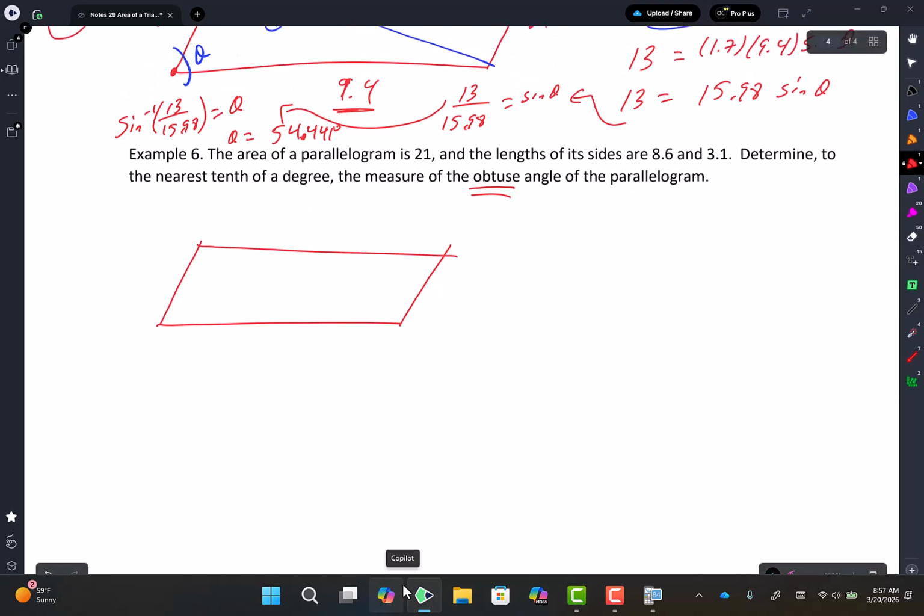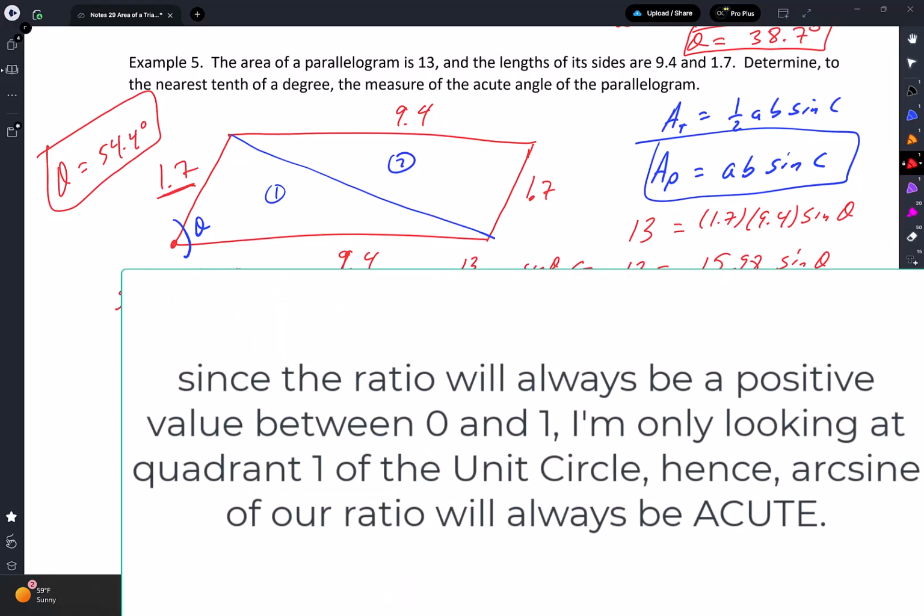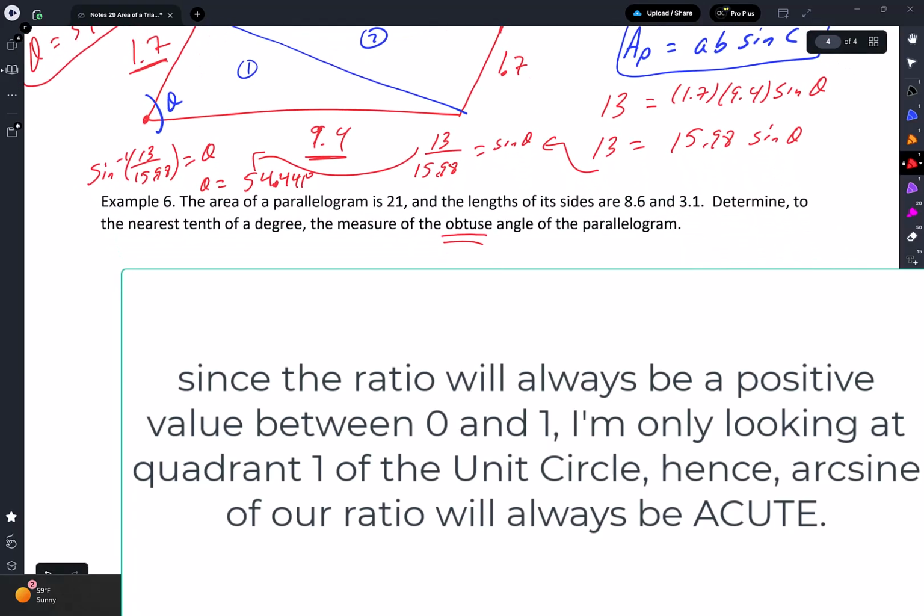Okay, I'll just start. Guys, every time we do inverse of anything for this situation, since sine in quadrant 1 of the unit circle from 0 to 90 degrees hits all the positive values, like sine of 0 is 0, sine of 90 is 1, every time we do the inverse sine of some ratio, you're always going to get an acute angle.